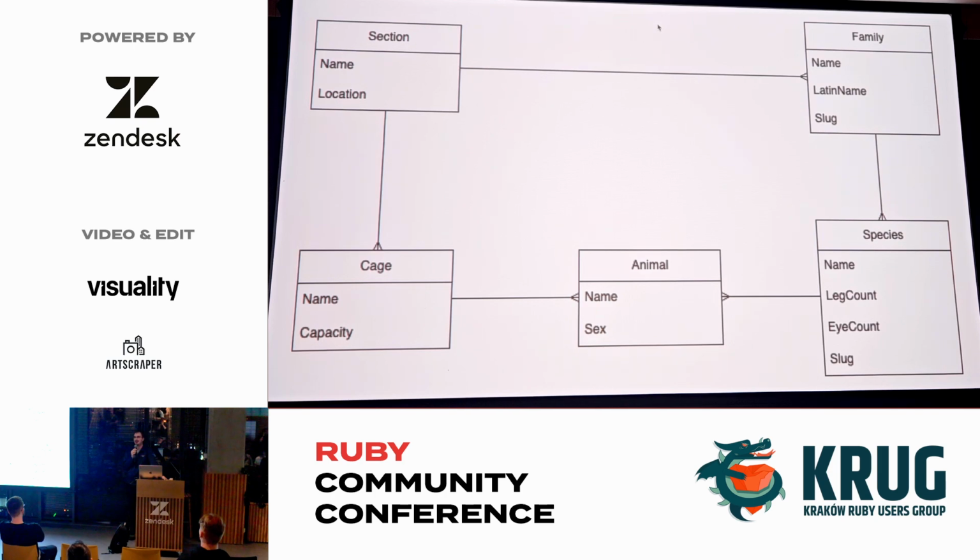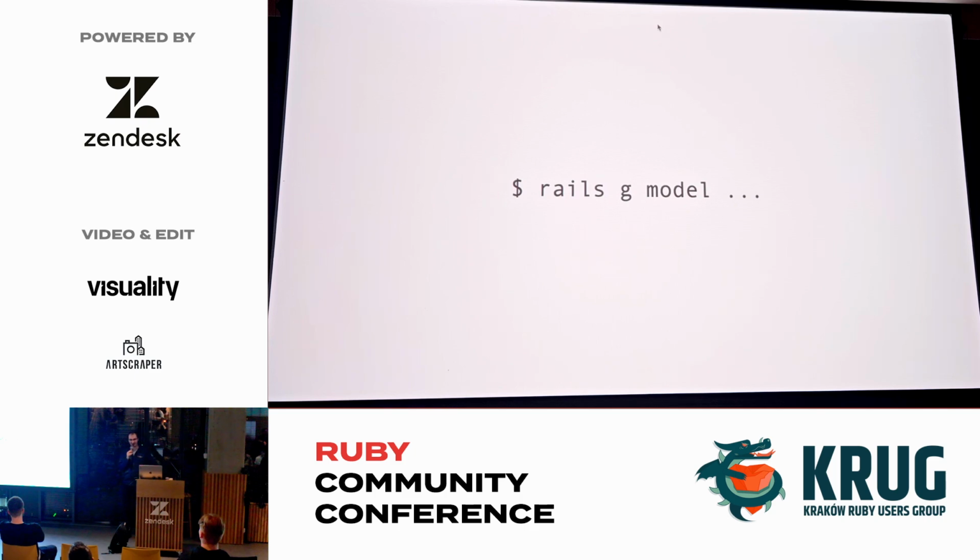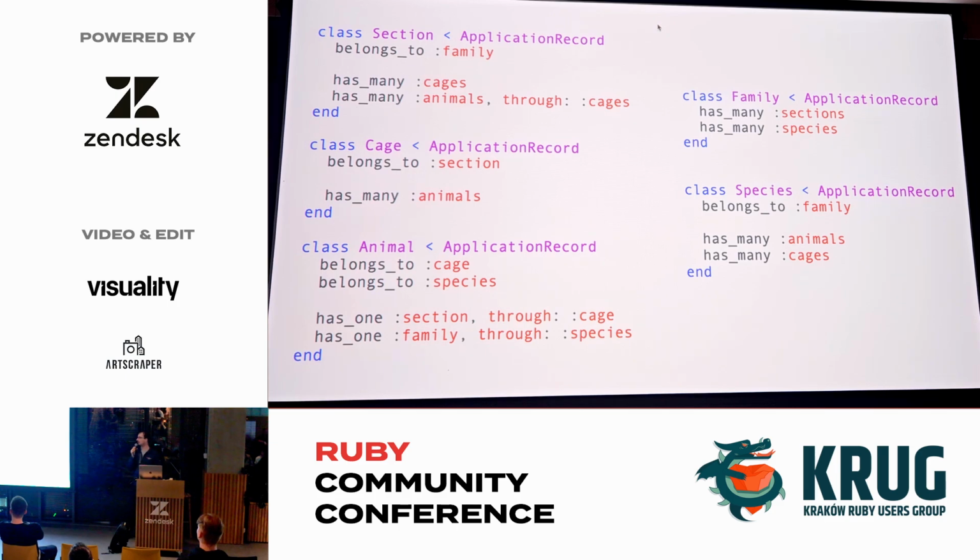Is this clear? Everybody knows entity relationship models? My students this morning didn't know at the university, so some of them failed. So we're going to generate some models using rails g model. Everybody knows that. If somebody didn't know how to read the ER model, this is the same stuff, except for one small mistake that we might not spot: belongs_to, has_one, clear, right?